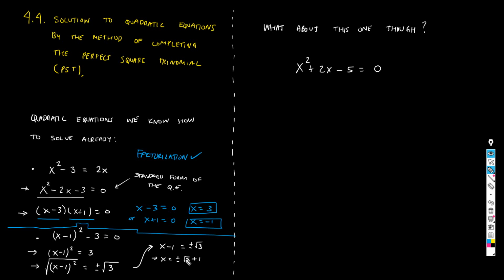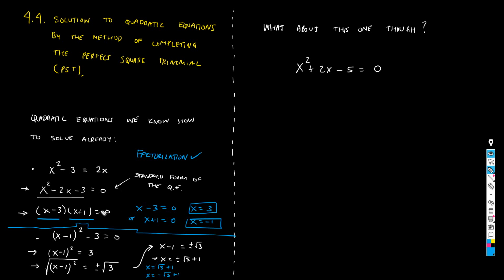And this counts as two solutions, right? One solution, let me write it in blue. One of the solutions will be taking into account the plus. So it's going to be the square root of 3 plus 1. This is one of my solutions. And the other solution will be taking into account the minus. So minus the square root of 3 plus 1. These are my two solutions, and I'm done.